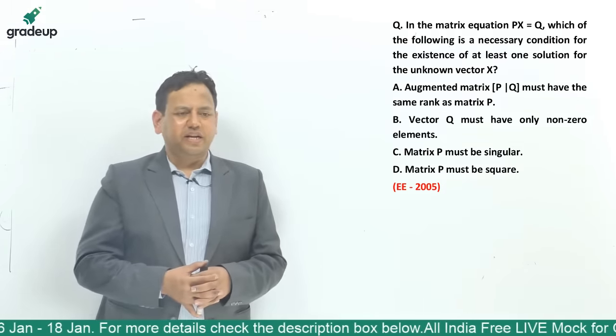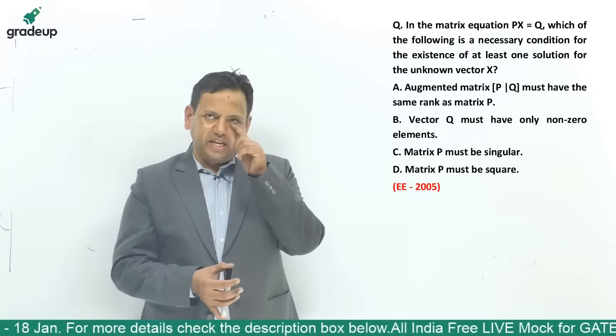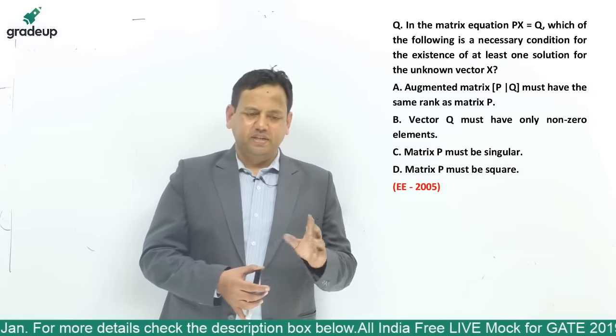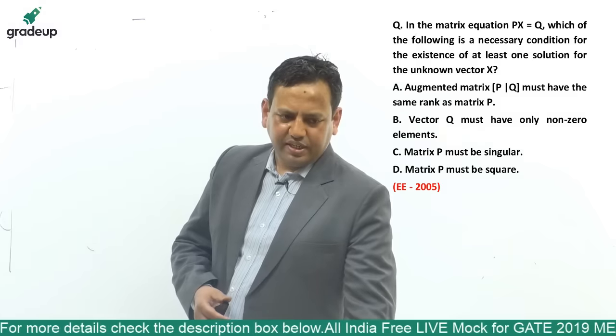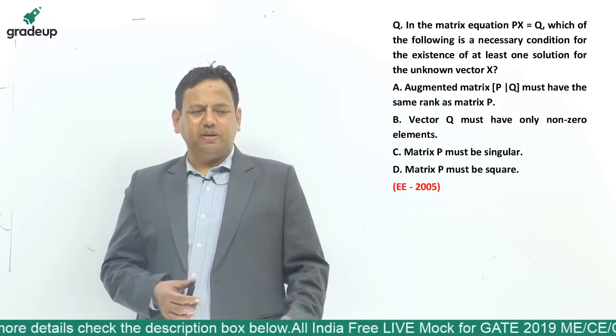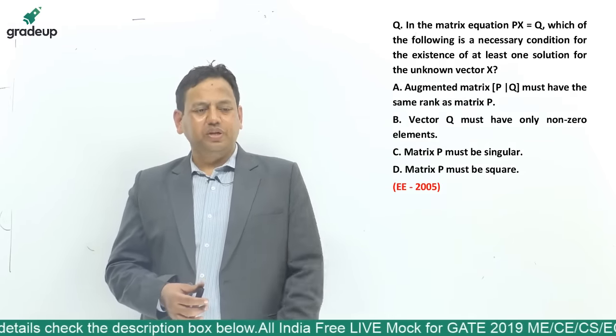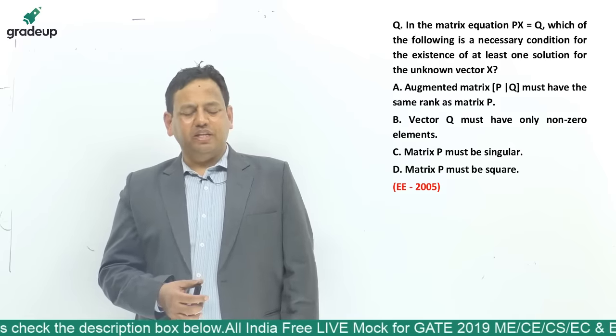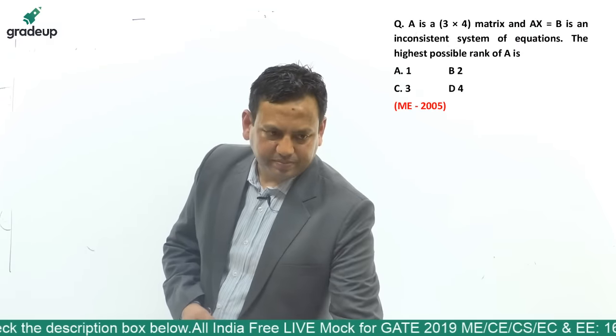Yes, the augmented matrix must have the same rank as P. A is the correct answer. Everybody has done it. Perfectly fine. Vector Q is only the 0 vector. Forget about the Q, we don't need Q. It must be a singular square matrix. Forget about these things.